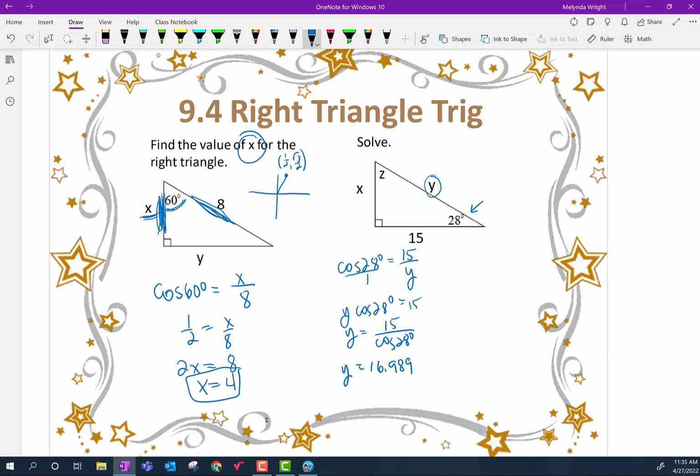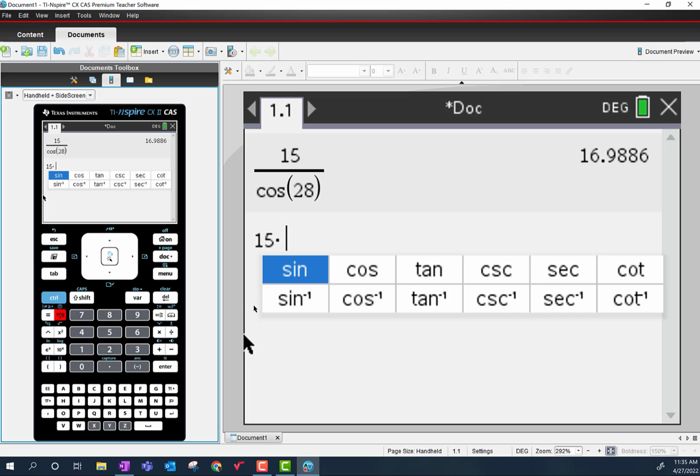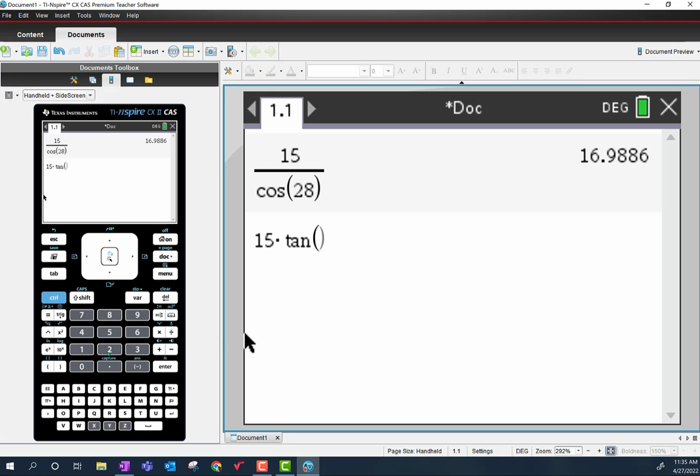Let's work on the x one. Again, we're dealing with 28 degrees, so x is opposite. So we want opposite and we have adjacent. That would be tangent, right? Tangent of 28 degrees equals opposite, which is x, over adjacent, which is 15. So x is going to be 15 times tangent of 28 degrees. So we go to our calculator, we put in 15. Remember, you have to hit the times button because the calculator's fussy. Times, and then tangent of 28 degrees.